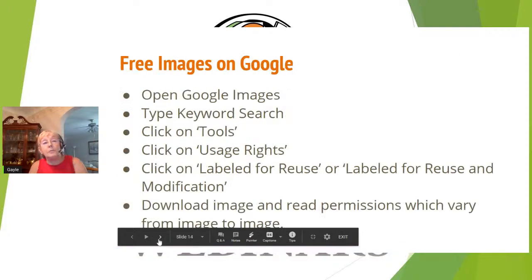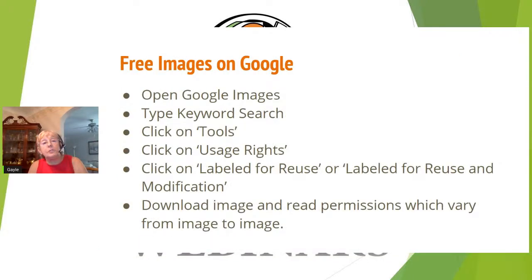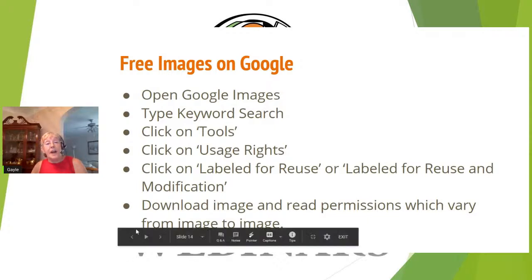So let's talk about Google Images first. You're going to go to Google Images, and you're going to type a keyword search. When a keyword comes up, there's a bar kind of across the top of the page. Click on Tools, then click on Usage Rights. Usage Rights will drop down a menu that has many possibilities, labeled for reuse and modification, commercial, not commercial. So you choose the licensing that you want to pick from, and then you download an image.